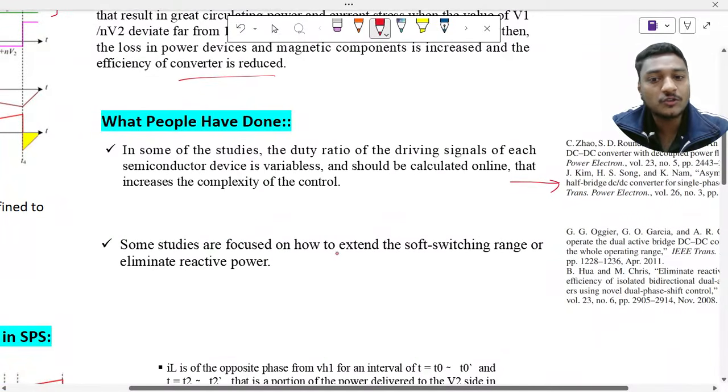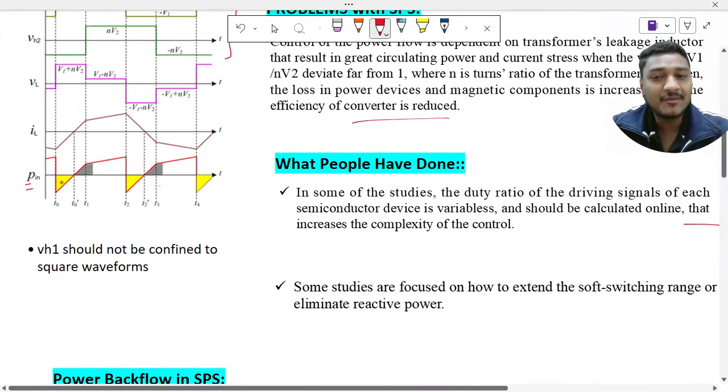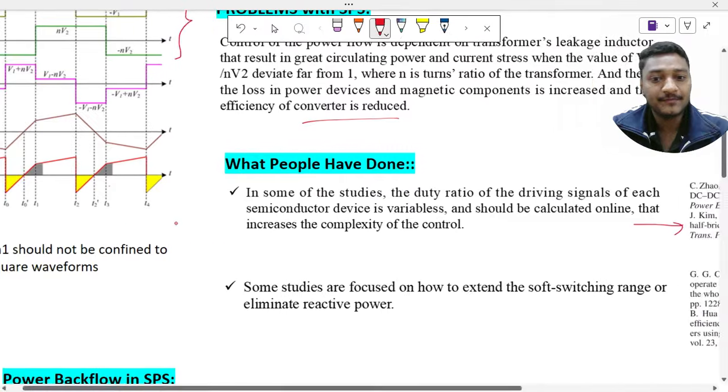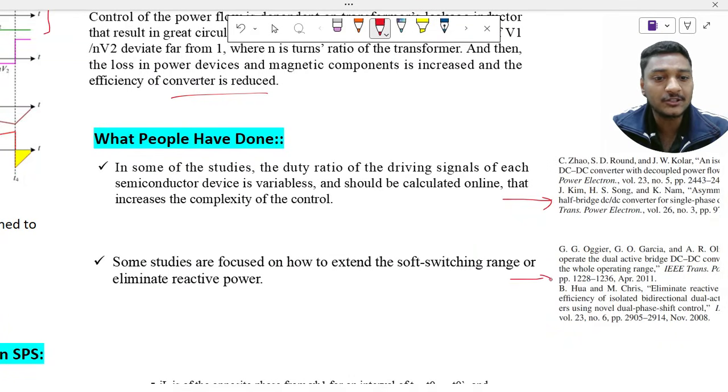Some studies are focused on how to extend the soft switching range or eliminate the reactive power. Basically, we have told you that some people call this backward power flow reactive power, but this is part of the reactive power. It is not a complete reactive power. That part we have already told you. And for how they have tried to extend the soft switching zone in the single phase shift modulation, you can refer to this particular paper.